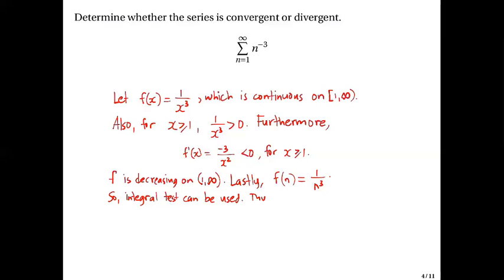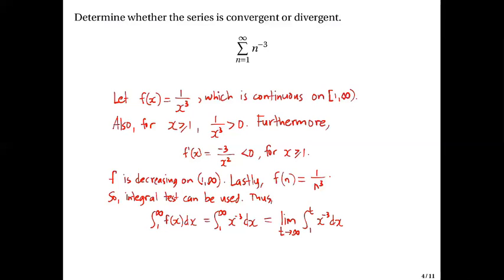Thus, we have the following. We want to integrate from 1 up to plus infinity f(x) dx. But this is just the integral from 1 to plus infinity of x raised to negative 3 dx. And by definition, this is the limit as t approaches plus infinity of the integral from 1 to t of x raised to negative 3 dx.